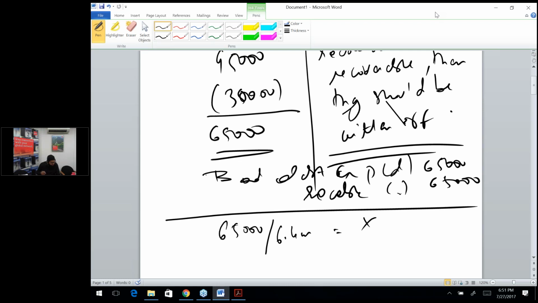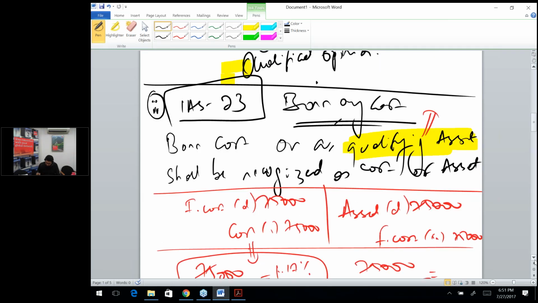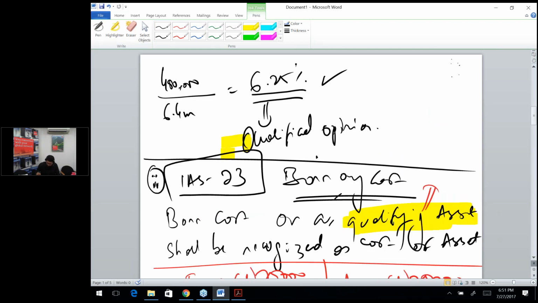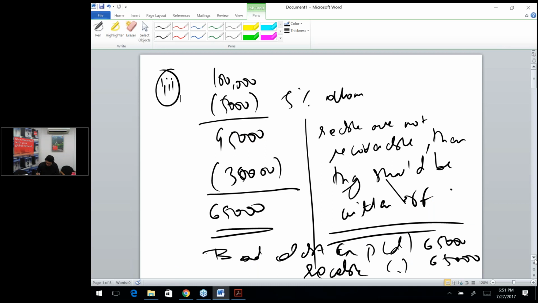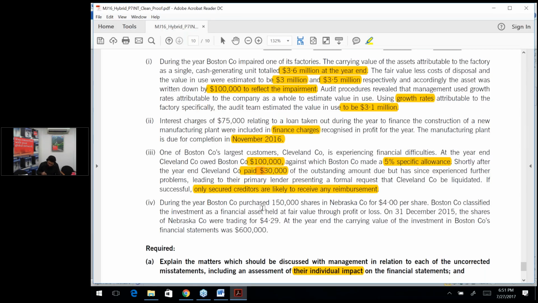This is done, and then lastly you've got investment, which is 43,500. The investment which is 43,500. It says that during the year Boston purchased 150,000 shares in Nebraska for $4. Boston classified the investment as financial asset at fair value through profit or loss. On 31st, the shares of Nebraska were trading at $4.29. At the year end, the carrying value of the investment was 600,000.